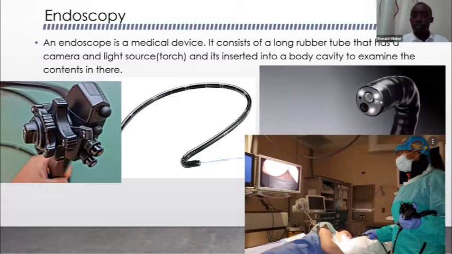And then in the image here, you can see the camera. I hope you can see my cursor. And then you see the light sources, the torch. And then there is another opening here, which is a channel that we use to perform any intervention. The image you see below is of a healthcare practitioner performing an endoscopy. You can see the movements, the hand, the control arm, and the insertion point of the endoscope.